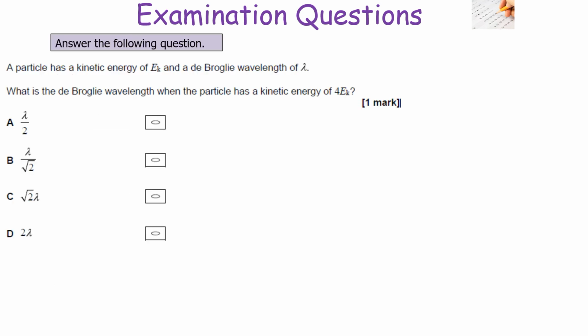The next question says a particle has a kinetic energy of Ek and a de Broglie wavelength of lambda.